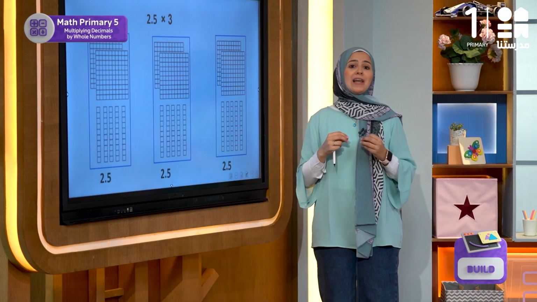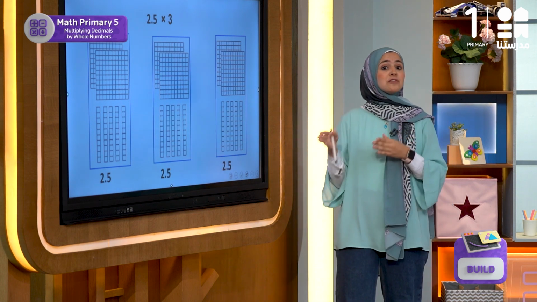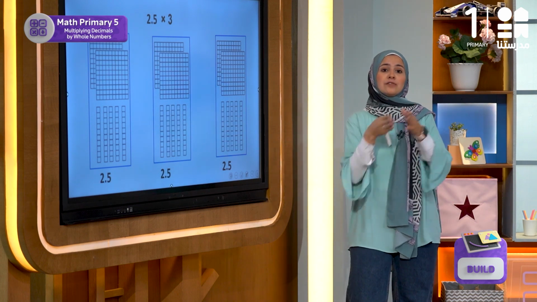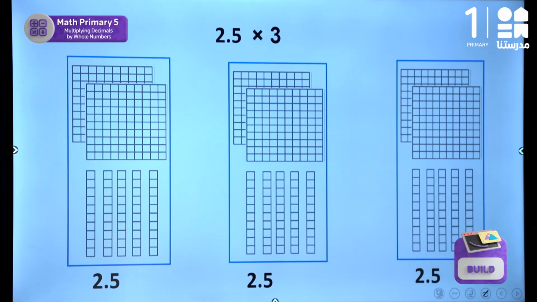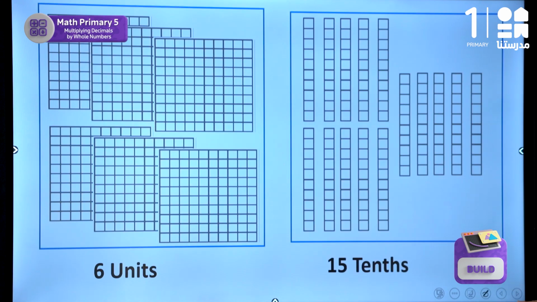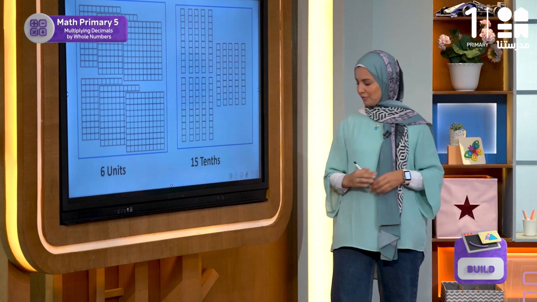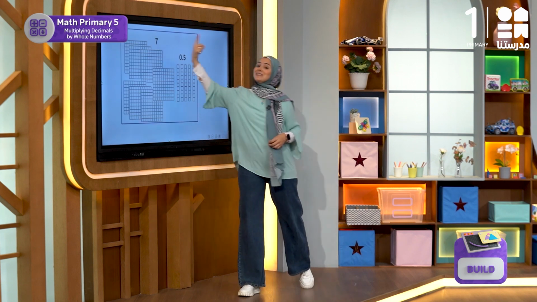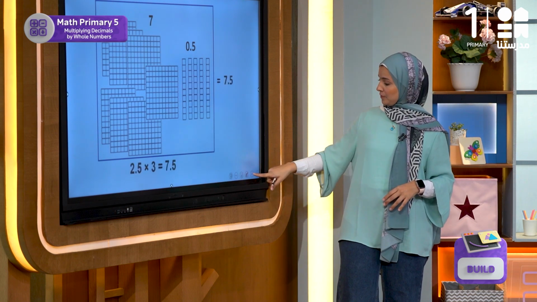Let's check. We will have 6 flats, representing 6 ones, and 15 tenths, which represent what? 1 flat and 5 tenths. So the number that we will have here, what do we have? We have 7 flats and 5 tenths. So the product of multiplying 2.5 by 3 is equal to what? It's equal to 7.5.